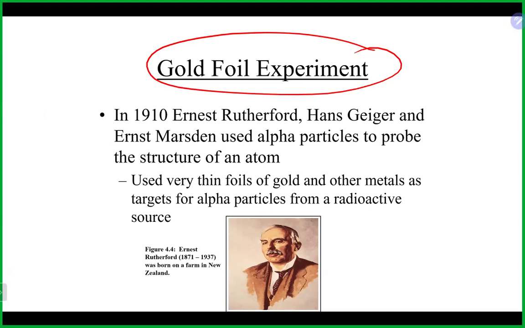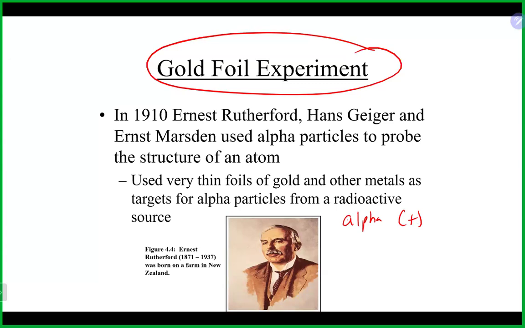In the gold foil experiment, he used pieces of gold foil and other metals. What he did was shoot these radioactive particles, these alpha particles, at these pieces of gold foil. Again, these alpha particles are those heavy, positively charged radioactive particles. What he expected to happen and what actually happened were really two different things.